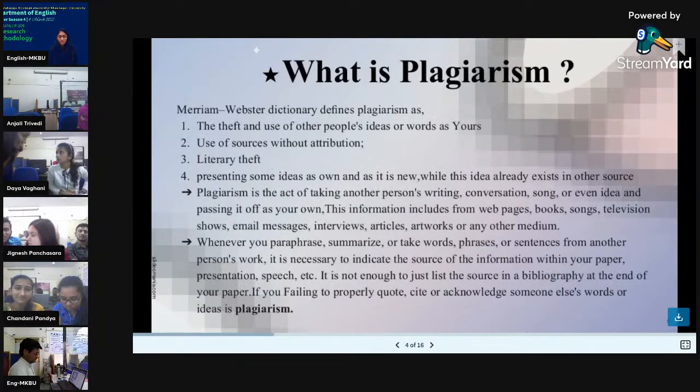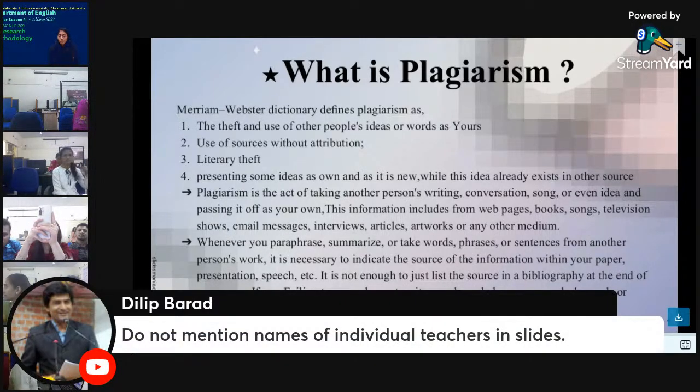What is plagiarism? According to the Merriam-Webster dictionary, plagiarism is the theft and use of other people's ideas or words as your own, using a source without attribution, literary theft, and presenting ideas as your own and new while the idea already exists in other sources.